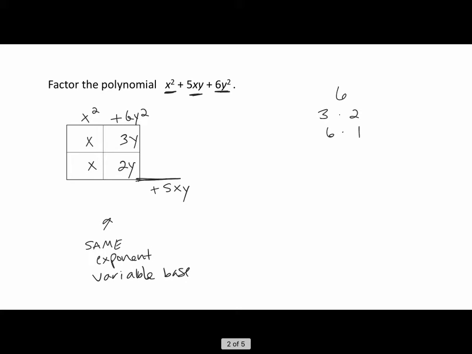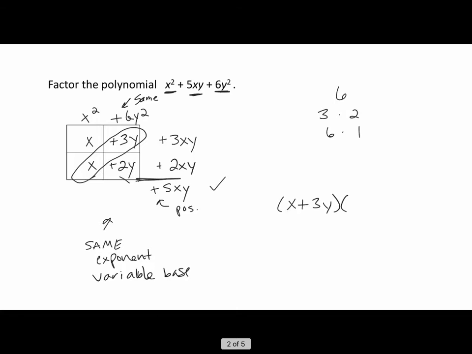I'll just try 3 times 2 first because that was my first guess. So this is the same sign for these factors to have a positive product. And to have a positive sum, then they must both be positive. So a positive 3y and a positive 2y. If we multiply across times the x, we have a positive 3xy and a positive 2xy. Does that add up to positive 5xy? Yes, it does. So these are the correct factors. We'll take the cross terms here, x plus 3y, and the other cross terms, x plus 2y.